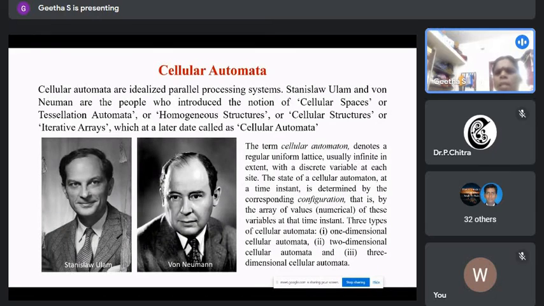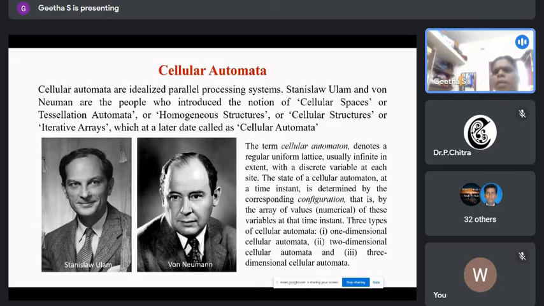Next, cellular automata. What do we mean by cellular automata? It is a form of parallel processing, where more than one process is executed or updated simultaneously. This is called cellular automata. The same kind of processing is used in cellular automata.